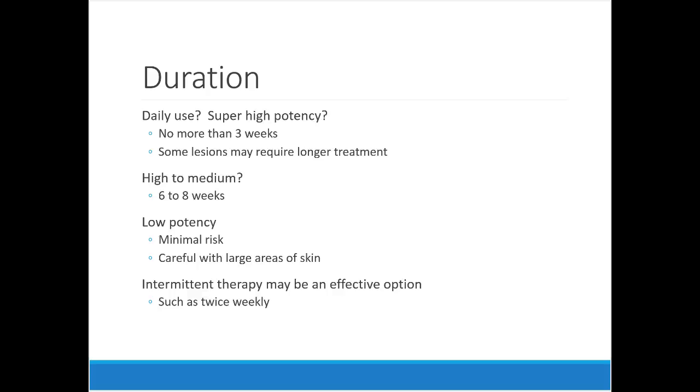As far as duration, is there a specific time frame? I think this is important to remember. So for daily use, if you're using a super high potency steroid, I wouldn't use it more than 3 weeks. Problem is you're going to thin out the skin. Could make things worse and more irritated potentially.